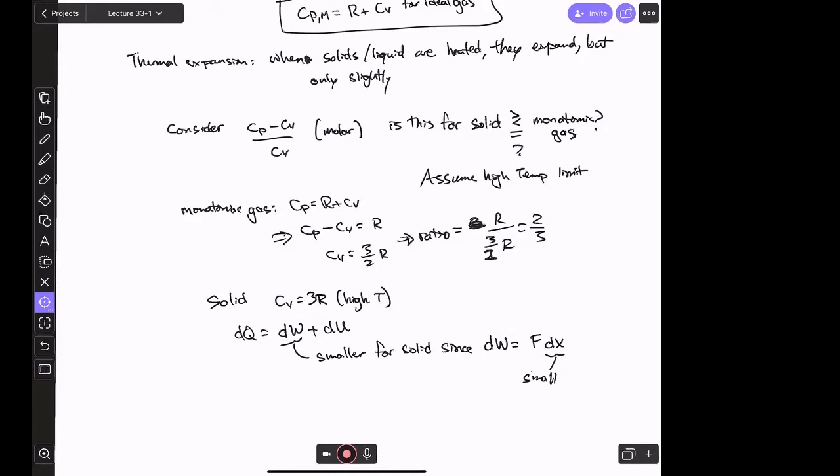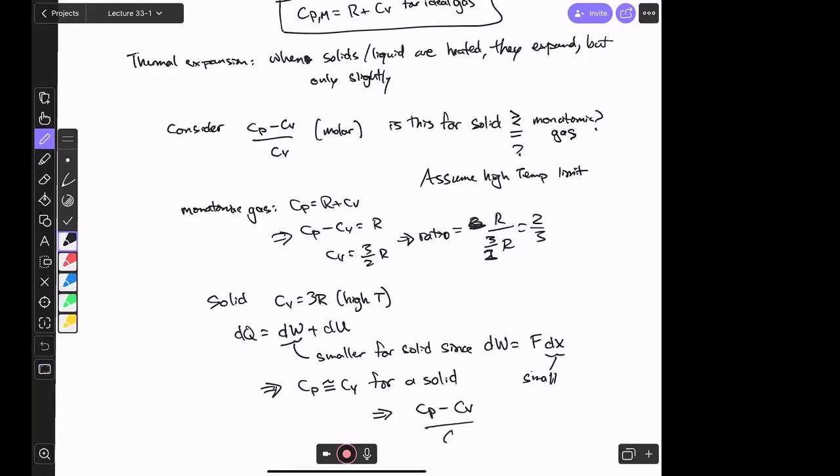Yes. So in the case of constant volume, dW would be exactly 0, and so then dq equals du. If dW is small, that means Cp will be a little bit different, but not nearly as different as for a gas. So that means that Cp is approximately equal to Cv for a solid. And Sydney, what does that mean about the ratio Cp minus Cv over Cv for a solid? That's about equal to what? 0. 0, which is much less than 2/3. Good.